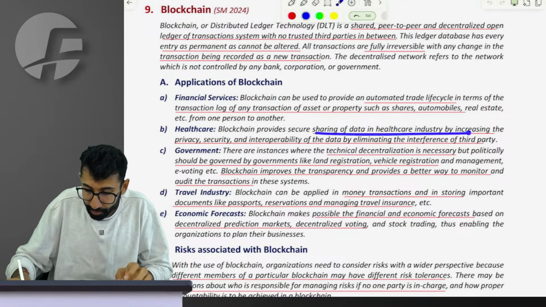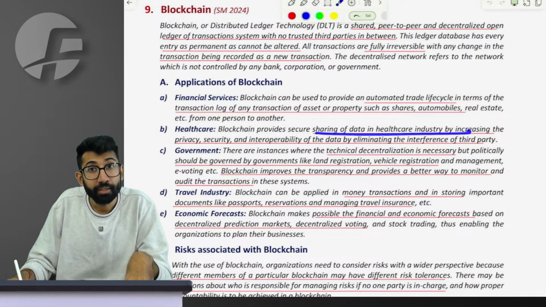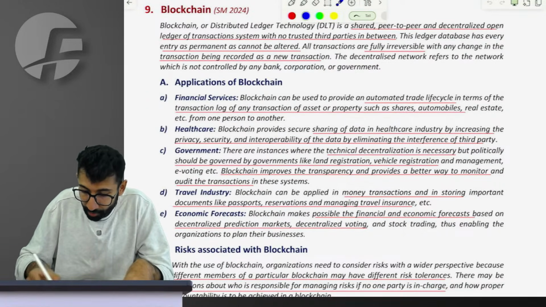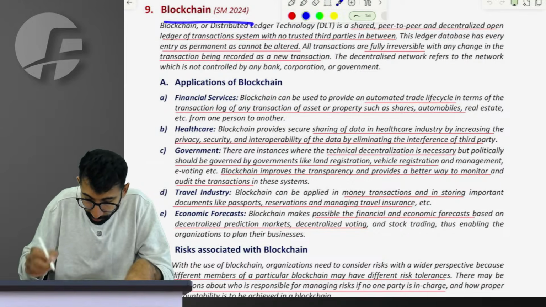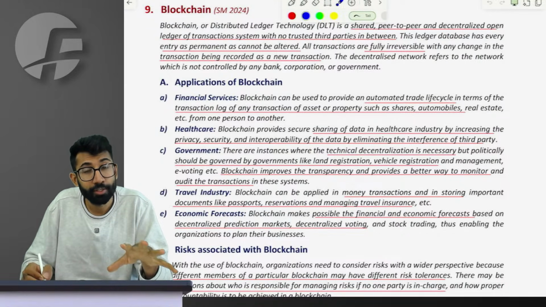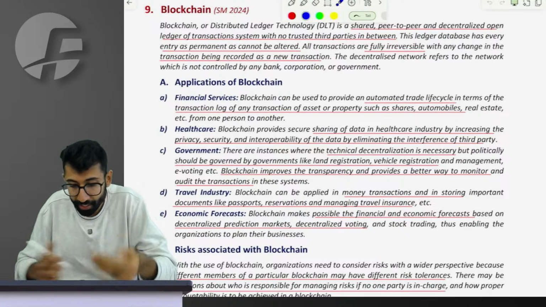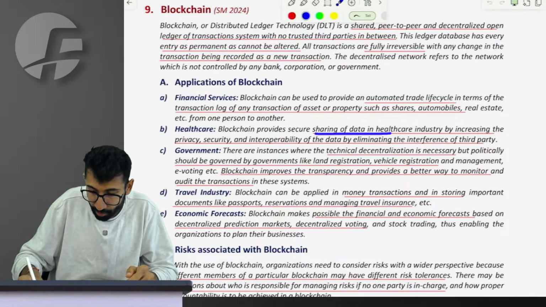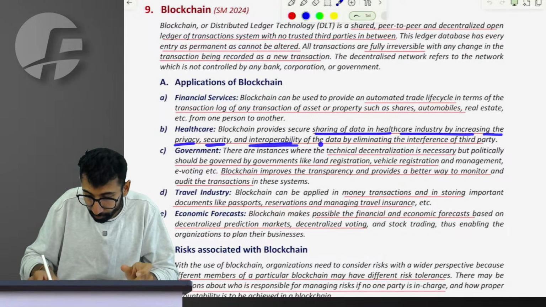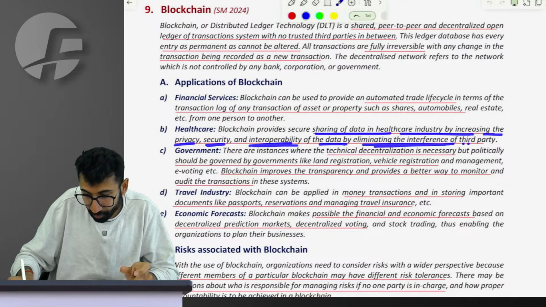In the healthcare industry, there is data which is really important, which should not be altered, right? So that data can also be recorded with the help of blockchain technology. Although it says a line which right now we won't be able to understand because we have not entered into the detail of blockchains. It says sharing of data in the healthcare industry by increasing the privacy, security, and interoperability of the data by eliminating interference of the third party.